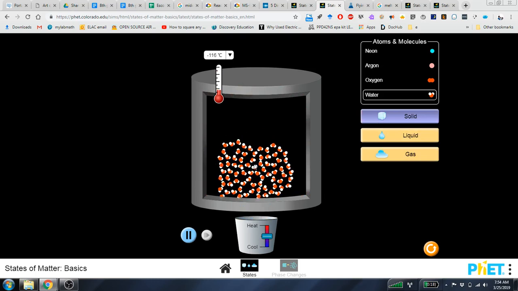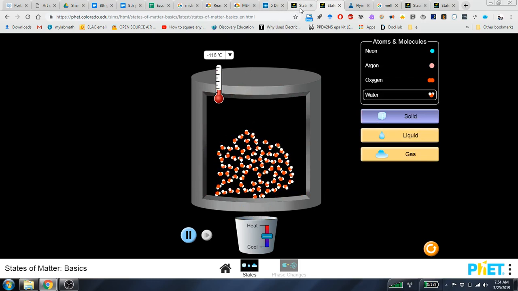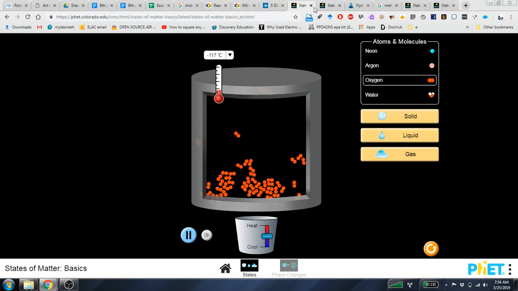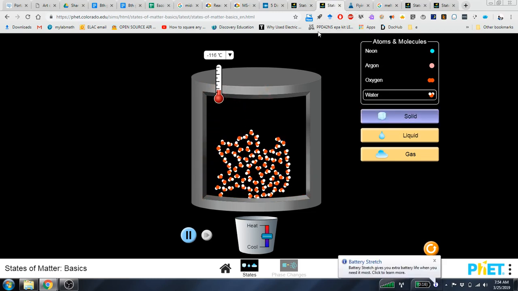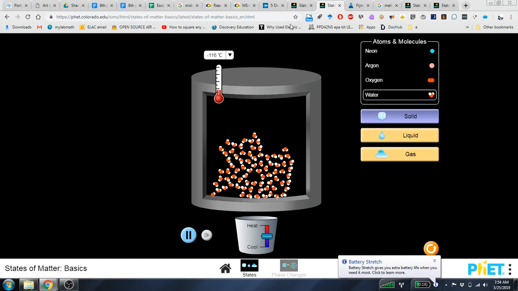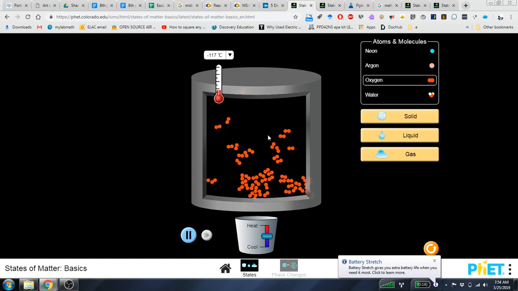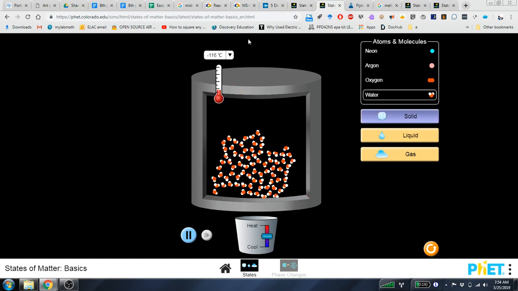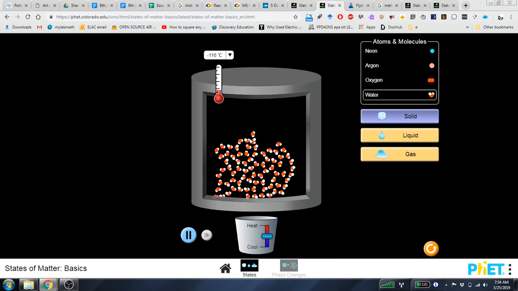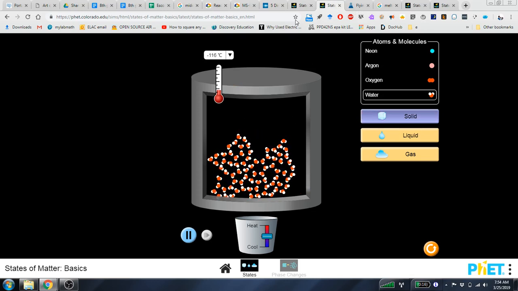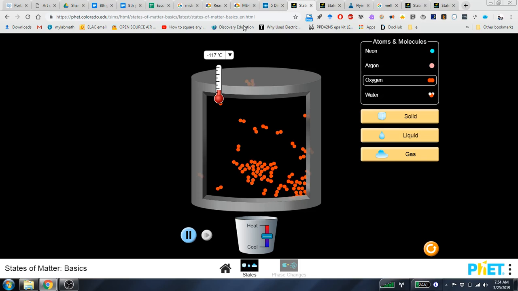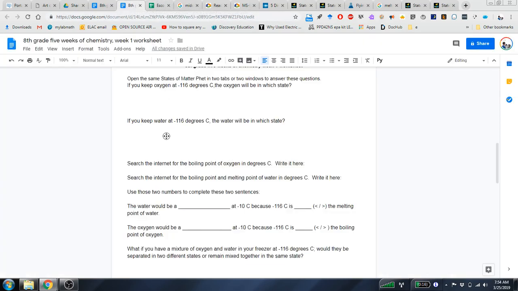So let me get this. Here it is. Water at negative 116 degrees Celsius. So they can compare these two, and if they have enough time to wait, they'll notice that at negative 116 degrees Celsius, you have a lot of gas here. But at negative 116 degrees Celsius, this is all solid. There are two different states here. If you have a mixture of this and this at the same temperature, you're going to have two separate states. You're going to have a solid state and you're going to have a liquid state. And that's what I asked them in this second page.